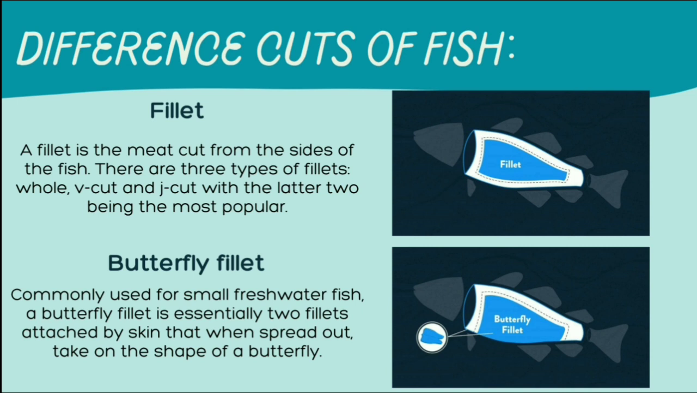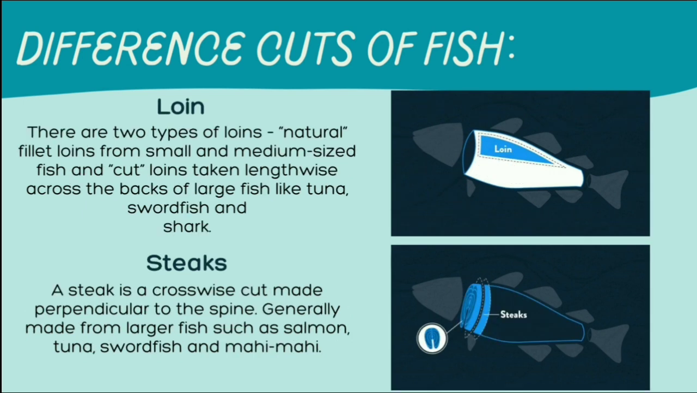Number 2, butterfly fillet. Commonly used for small freshwater fish, a butterfly fillet is essentially 2 fillets attached by skin that, when spread out, take on the shape of a butterfly. This cut is ideal for pan frying or baking. Number 3, loin. There are 2 types of loins.